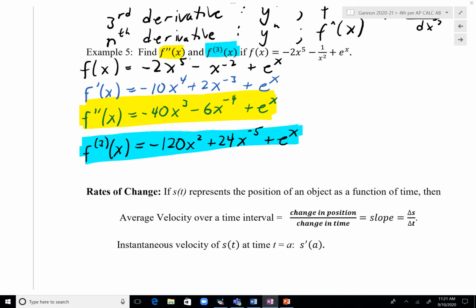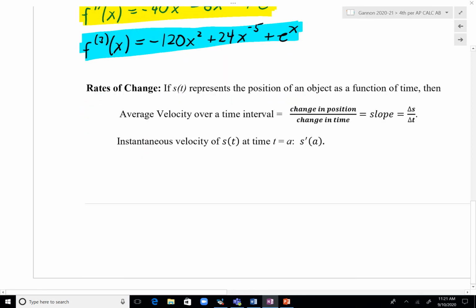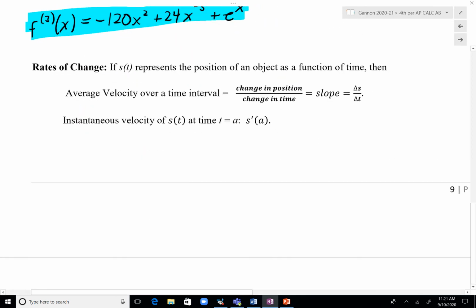All right, I hope that helps you guys with higher order derivatives. Now, the next part of the notes, we're going to take a look at rates of change. So that's really what a derivative is. It is a rate of change.